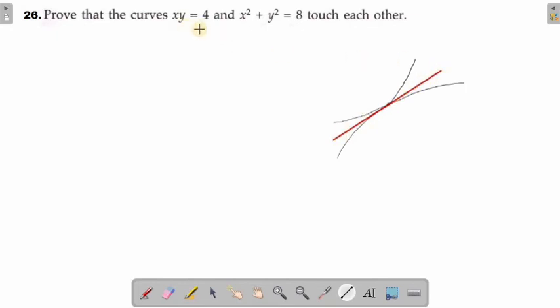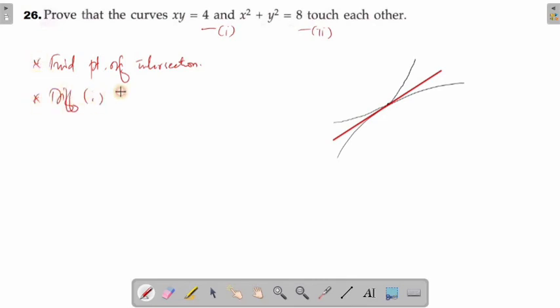So what you do is solve this, call this equation 1 and call this equation 2. Find the point of intersection. Okay, next, differentiate 1 to get m1 at the point of intersection. Next, differentiate 2 to get m2.